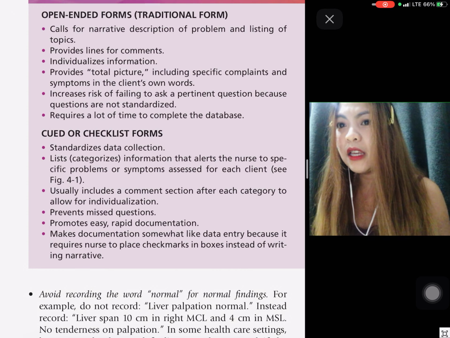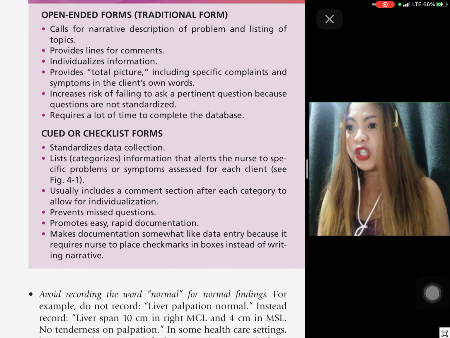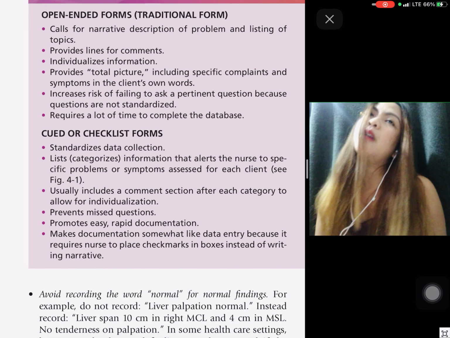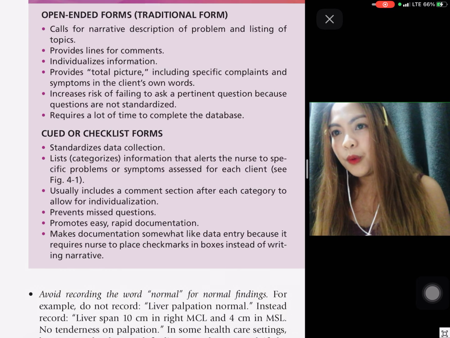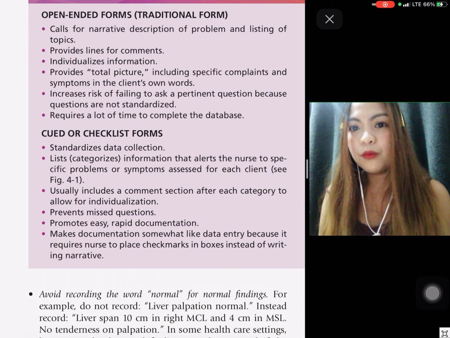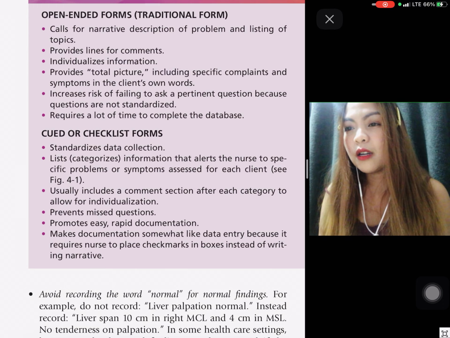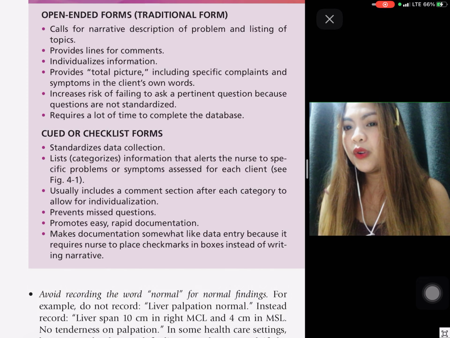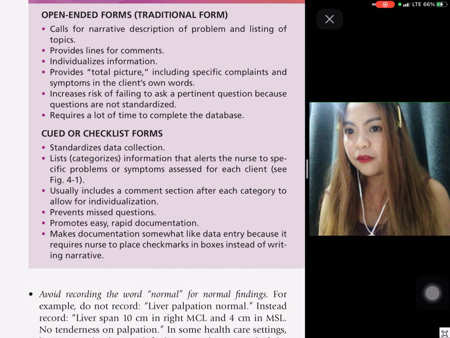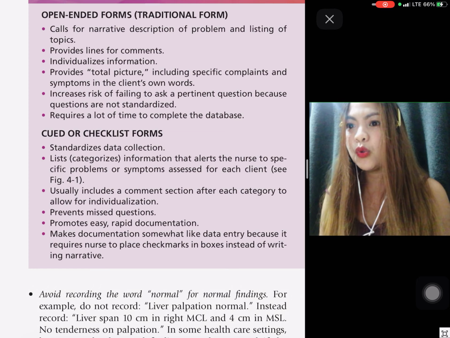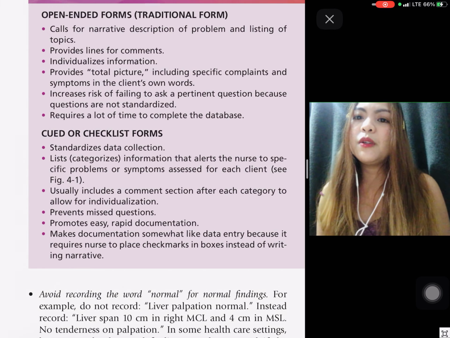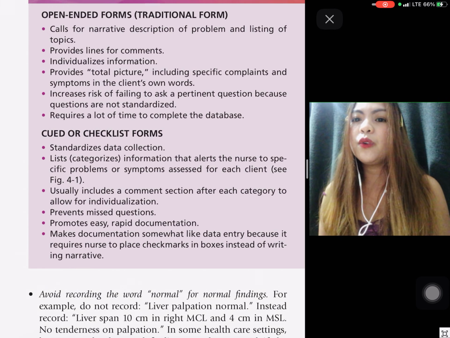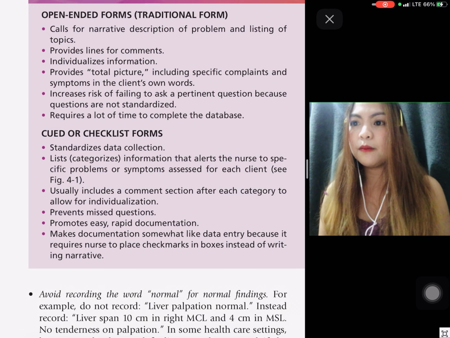What about the cued or checklist form? The open-ended is like a narrative form, and the cued or checklist form is a checklist; everything is already there. Standardized data collection, it lists or categorizes information that alerts the nurse to specific problems or symptoms assessed in each client. That is in figure 4.1; we'll see it on the next page. Usually, it includes a comment section after each category to allow for individualization. It also prevents missed questions and promotes easy, rapid documentation. It makes documentation somewhat like data entry because it requires the nurse to place check marks in boxes instead of writing narrative.